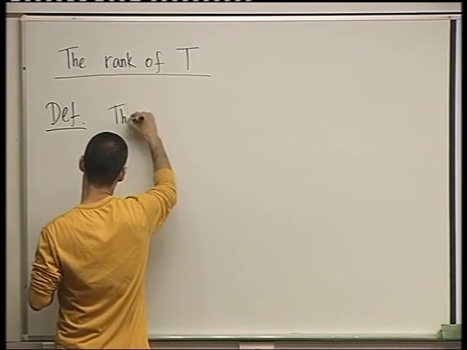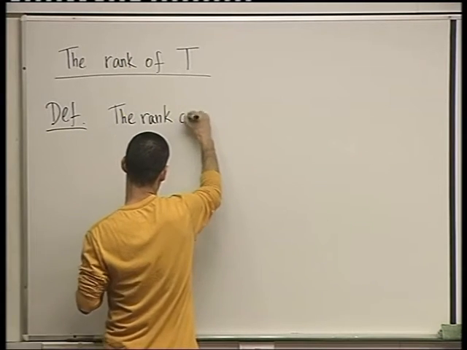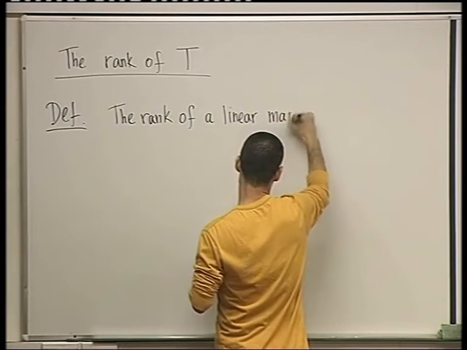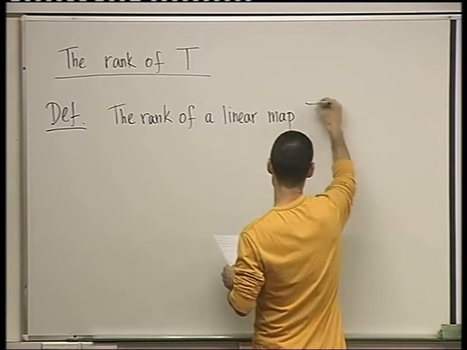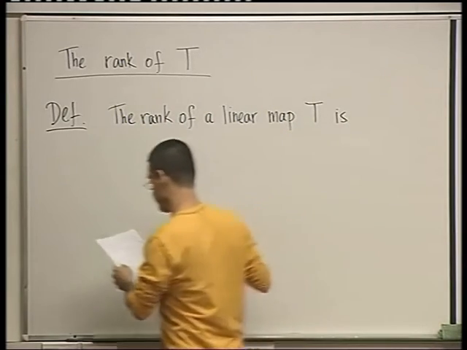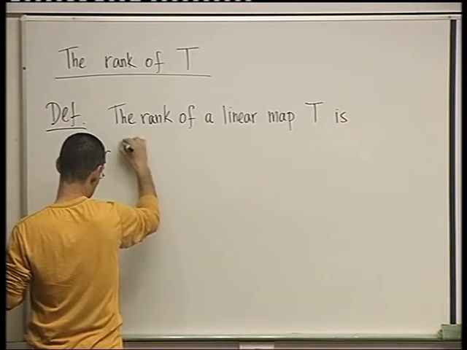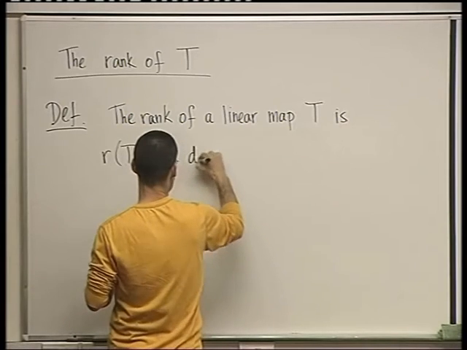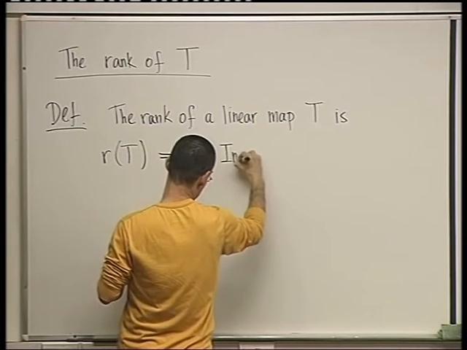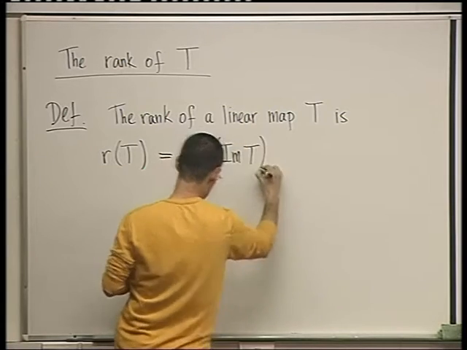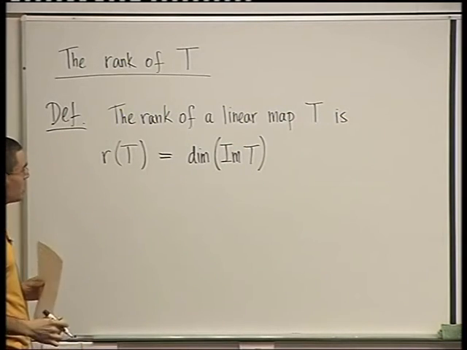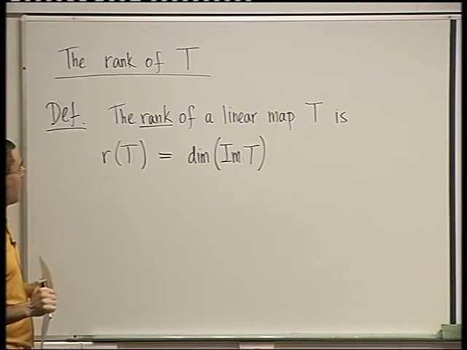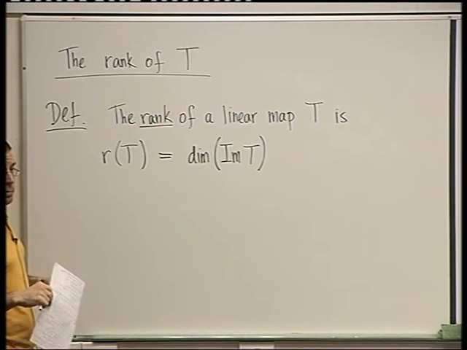So the rank of a linear map T is denoted by R of T, and by definition it's the dimension of the image. That's the rank, the dimension of the image. And we denote it by R of T. Okay. So what I'm going to do now is write a theorem and prove it.